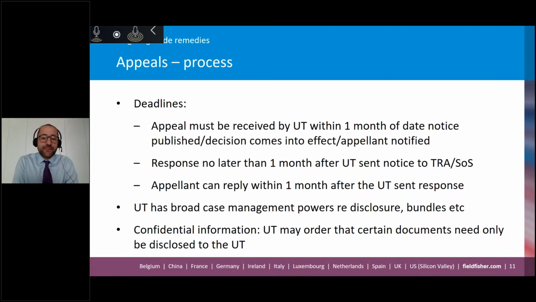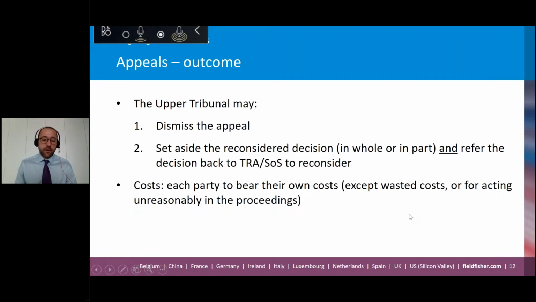Okay, next slide, please. I think this is my penultimate slide. So the outcomes of an appeal, as the reconsideration and appeals regulations stipulate: the Upper Tribunal can either dismiss the appeal, in which case the decision that's being challenged will be upheld and remain as it is, or it can set aside the decision, the reconsidered decision, either in whole or in part. And that part which it sets aside, it will refer back to either the Trade Remedies Authority or the Secretary of State, whoever's decision it is that's being appealed, in order for them to remake the decision and remedy the public law error that was identified by the tribunal.